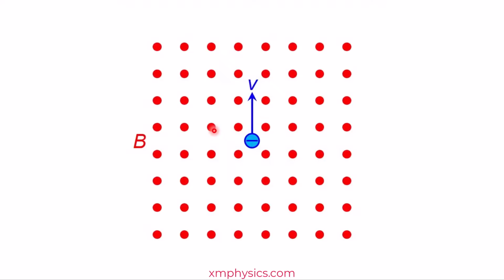Okay, try the next one. Magnetic field coming out of the screen, negative charge moving upward. Pause the video to get yourself some time. If not, I'll review the answer now.